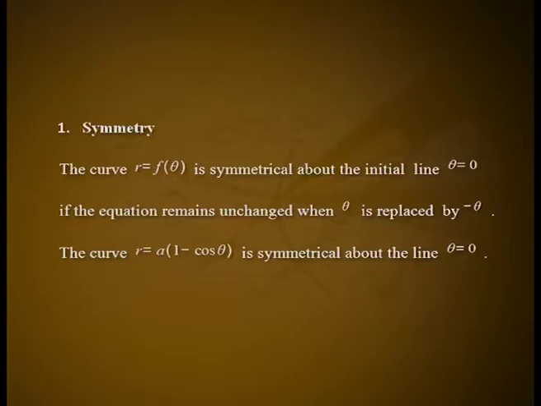The curve r = a(1 - cos θ) is symmetrical about the line θ = 0. The curve is symmetrical about the line θ = π/2, that is the line through the pole perpendicular to the initial line, if the equation remains unchanged when θ is replaced by π - θ. The curve r = a(1 - sin θ) is symmetrical about the line θ = π/2.